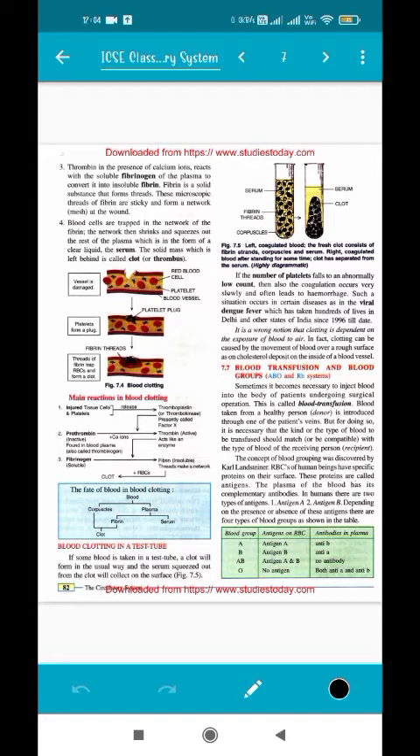Next, let's see. Thrombin, in the presence of calcium ions, reacts with the soluble fibrinogen of the plasma to convert it into insoluble fibrin. So there are a lot of conversions going on. Initially it was prothrombin. Prothrombin reacts with calcium to form the active substance thrombin. Now the thrombin, again with the help of calcium, will convert fibrinogen to insoluble fibrin, so that there is clot formation. Fibrin is a solid substance that forms threads in order to close the wound so that blood does not flow extensively. These microscopic threads of fibrin are sticky and form a network at the wound.